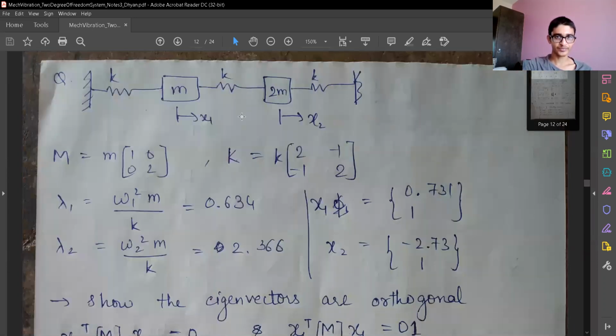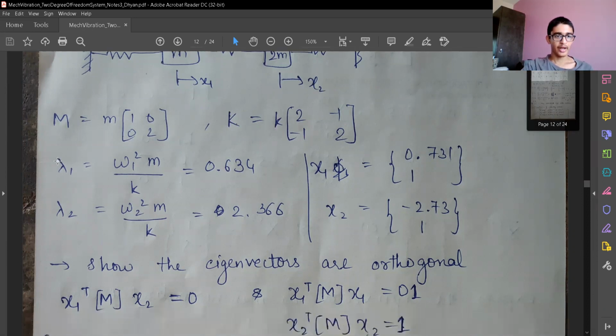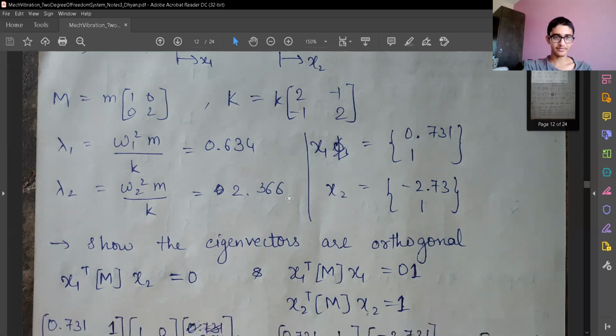Now let's be given some new system, which is something like this, where x1, x2, k, stiffness, mass are all mentioned. Mass matrix is given in terms of some constant m. Stiffness matrix is given in terms of some constant k. And lambda 1, lambda 2 are given, that are the eigenvalues directly. And the x1 and x2 are the eigenvectors. These are not the displacements. These are the eigenvectors which are given.